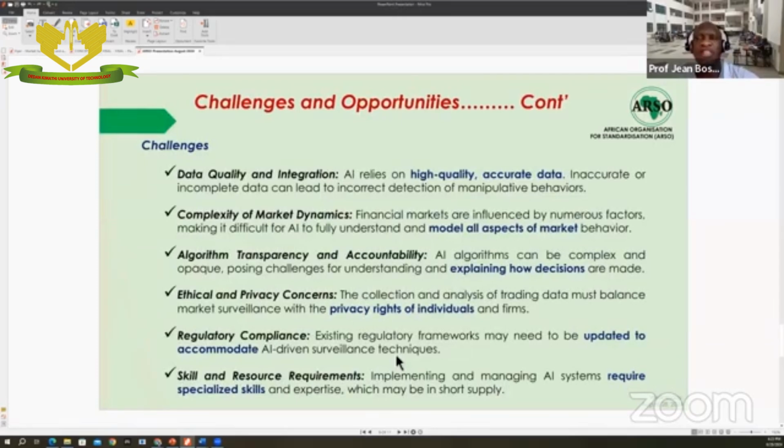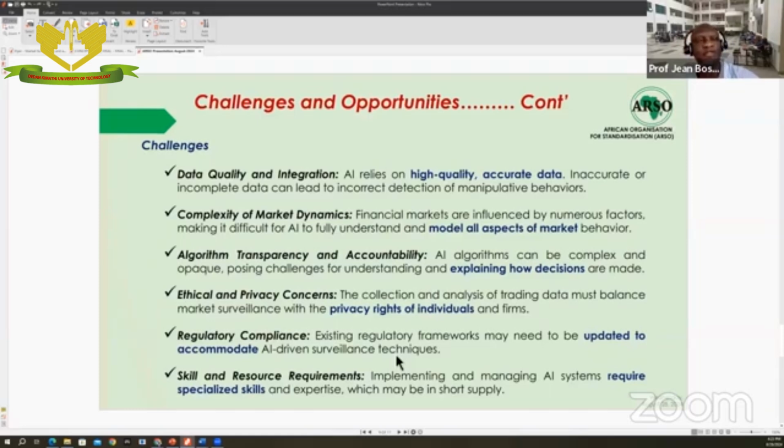Definitely the data quality and integration. It is not easy to do this artificial intelligence, to train systems, because you have to have high quality and accurate data. Because if you have inaccurate data, it will give you what I can call incorrect detection, and it will give you issues of manipulation behavior. So you cannot detect the manipulation.